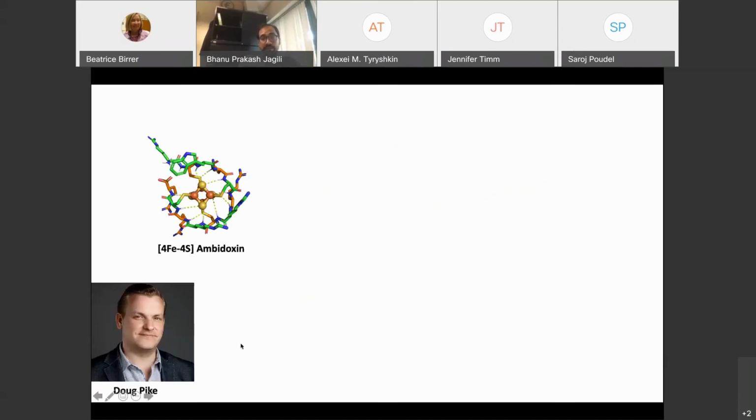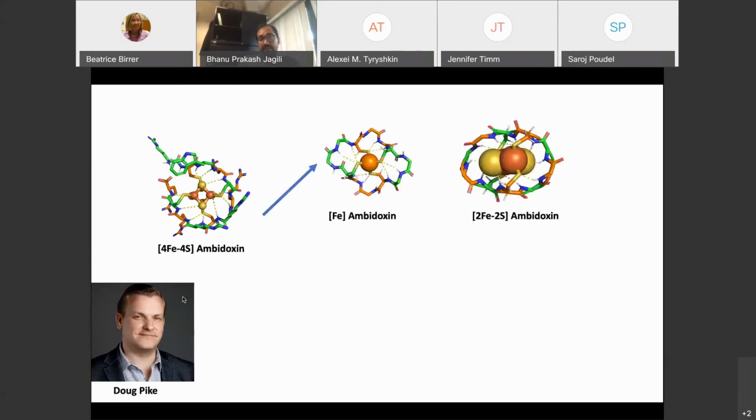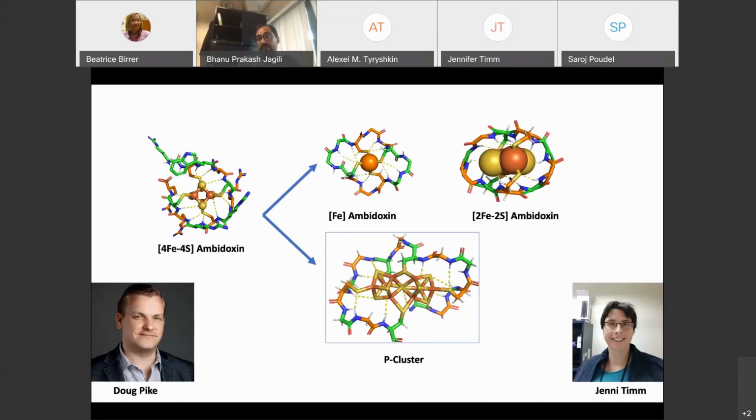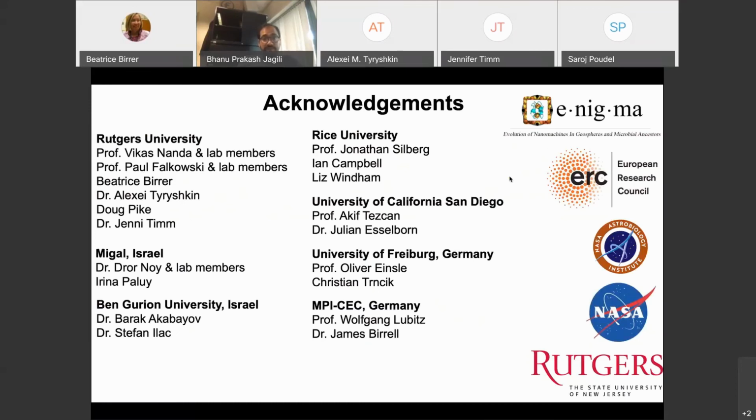later began to design more designs, for example more simplistic designs like a mono-iron binding Ambidoxin, and also a 2-iron 2-sulfur cluster binding Ambidoxin, and also complex clusters like the P cluster as we see in nitrogenase. These are all computational designs already, and Jenny is a new postdoc who joined our group, and she's going to work on these designs. She even synthesized some of these designs, and she will be characterizing these peptides very soon.